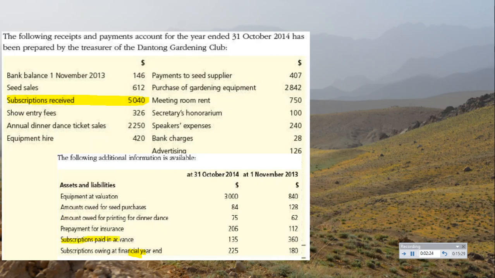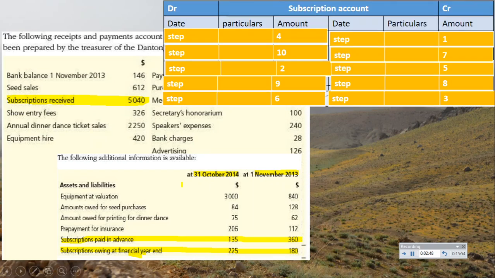Subscription paid in advance 135 and 360, subscription receivable at the end of the financial year, you have 225 and 180. Now this is at the beginning of the year and this is at the end of the year. So in such cases we need to make a subscription account. Let's make our subscription account now. I'm going to show you step by step how to make it.